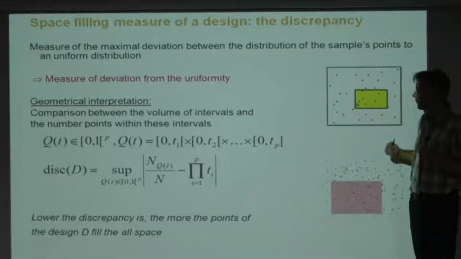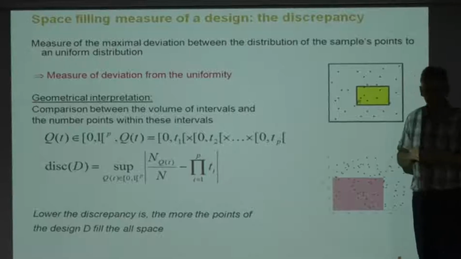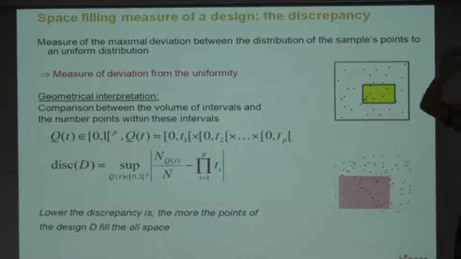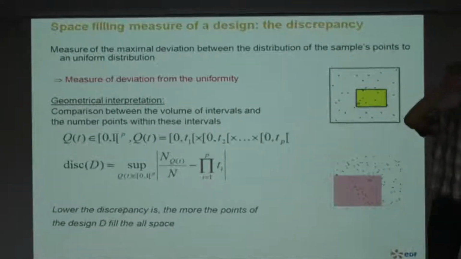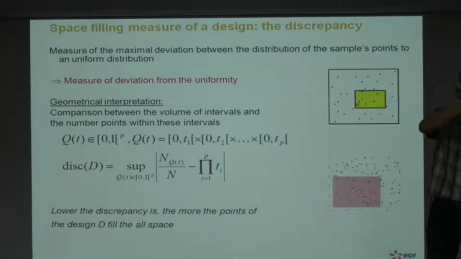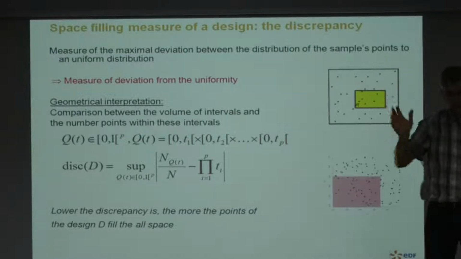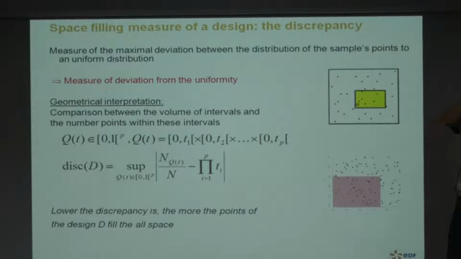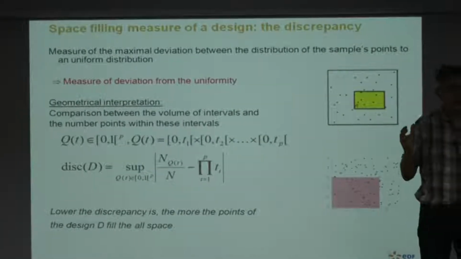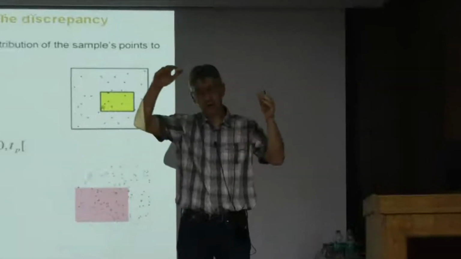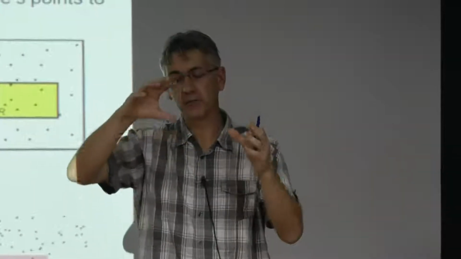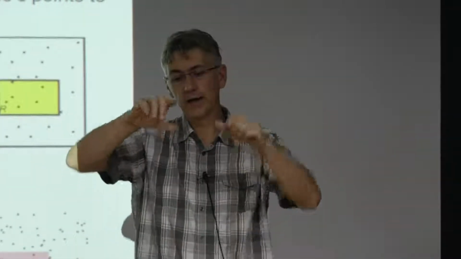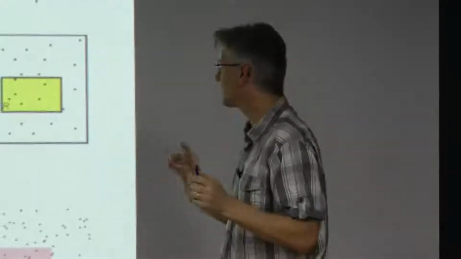From a geometrical point of view, it means that in my domain I have n points. If I take 1/2 of my domain, I have to have n over 2 points. If I take 1/3 of the volume of my domain, I have to have n over 3 points, etc. You see, when I divide my total volume into subvolumes, I have to keep the repartition between the volume, the subvolume, and the number of points. This is the geometrical interpretation.